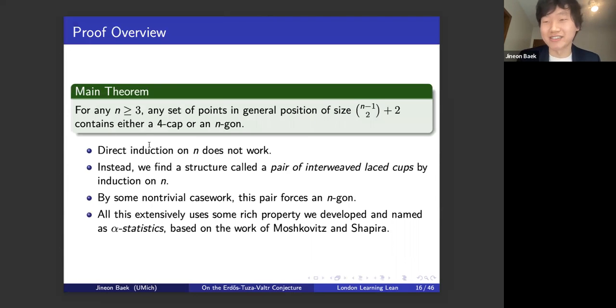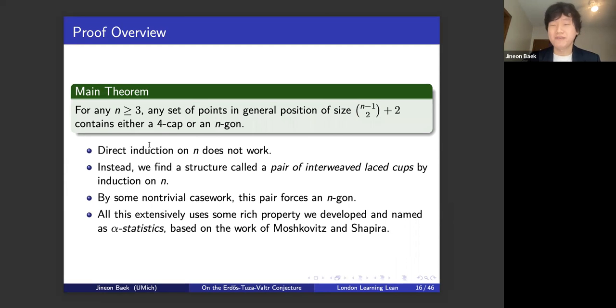So this is the Lean talk. So I should go through its formalization as well, right? That was my main theorem. Any set of points of that number either forces an n-cap or an n-gon. I didn't include n-cup because an n-cup is already an n-gon.